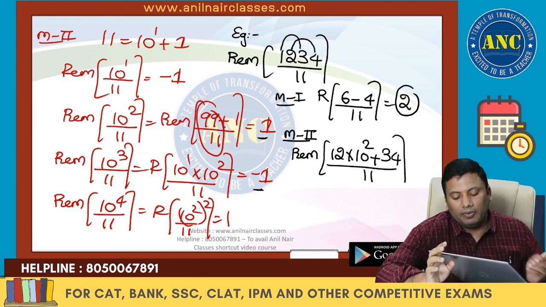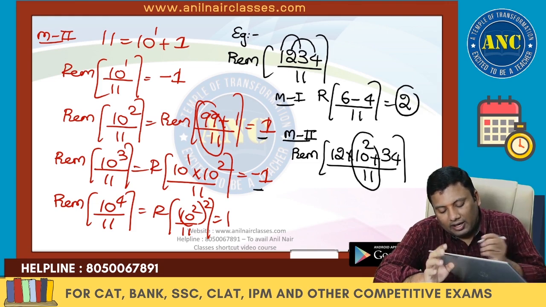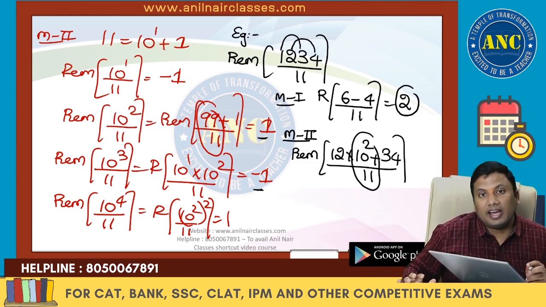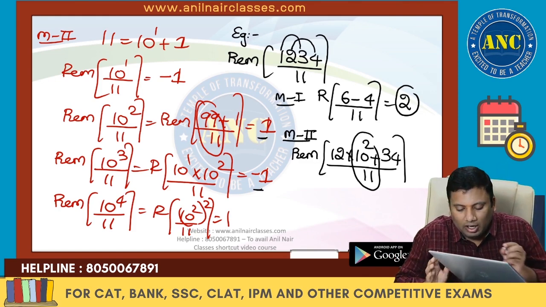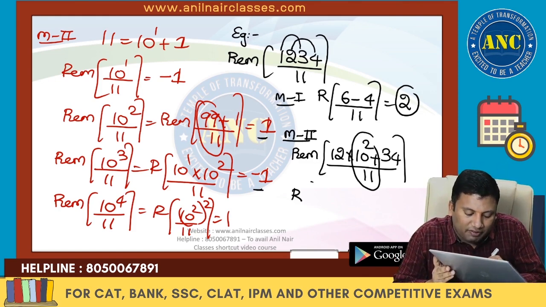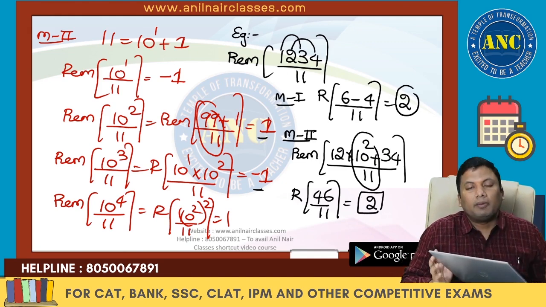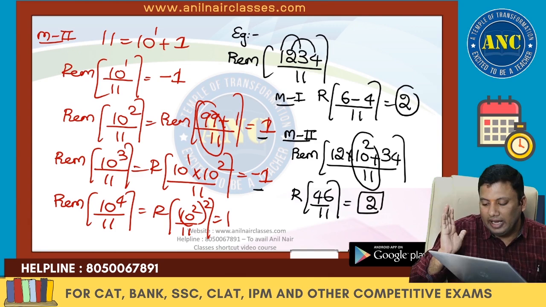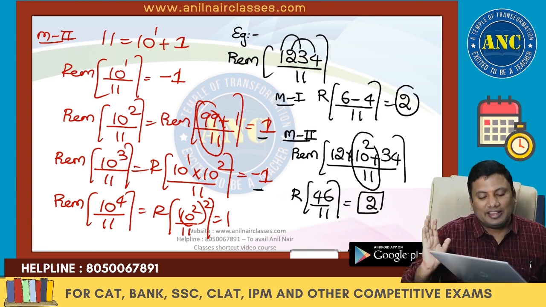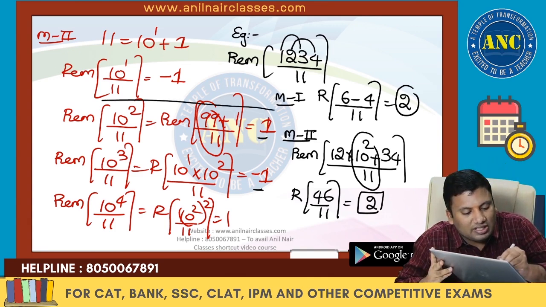Are you all with me? 10 square divided by 11, that is 100 divided by 11. 11 nines are 99. Remainder 1. 12 plus 34 is 46. 46 divided by 11: 11 fours are 44. What is the remainder? 2. That means take a group of 2 digits and add them.